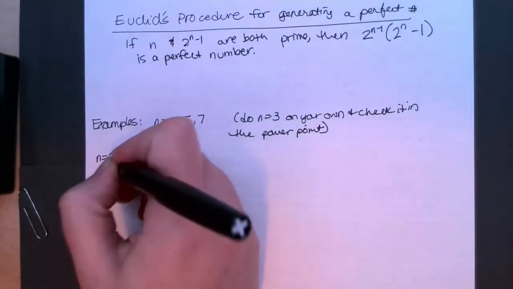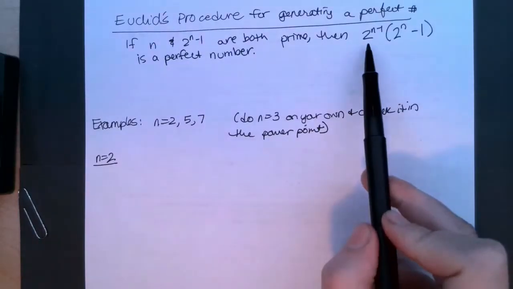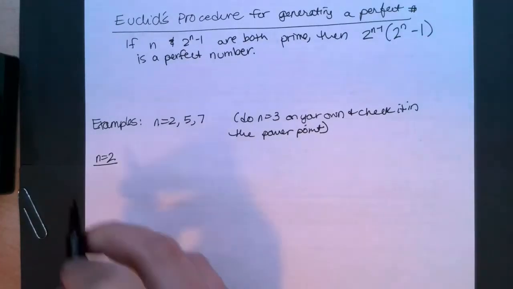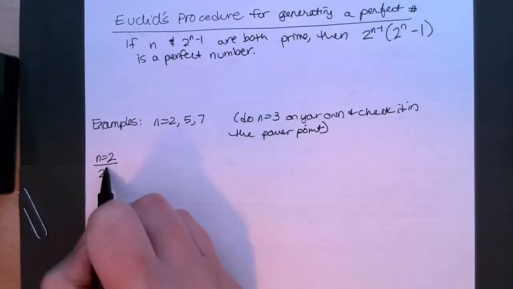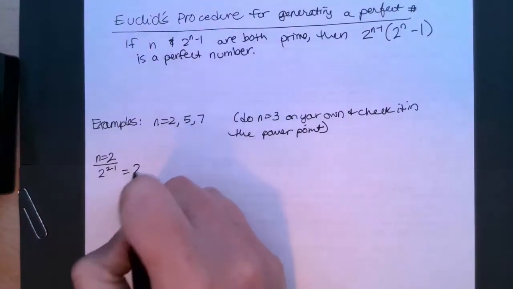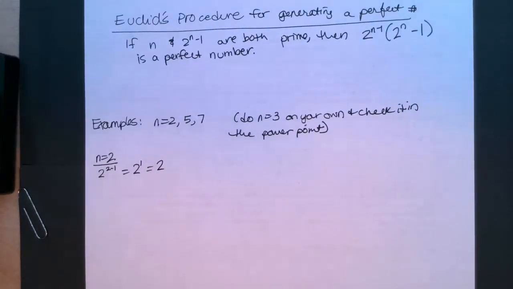So let's do n equals 2. When we do n equals 2, we have to find this piece and this piece, multiply them together, figure out the proper factors, and then make sure it's the perfect number. So we're doing the whole shebang. First we do 2 to the 2 minus 1. Again, here 2 minus 1 is in the exponent. This becomes 2 to the 1, so now our exponent's 1. Anything to the first power is itself, so we just get 2.